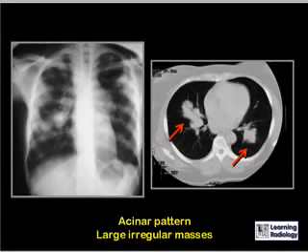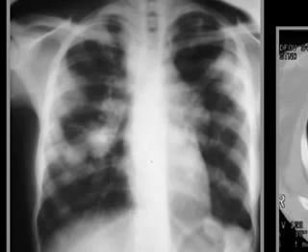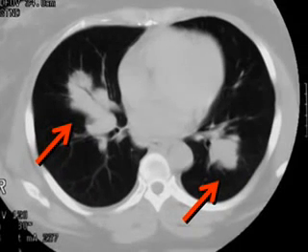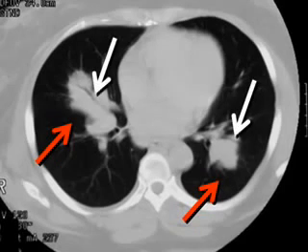This patient has an acinar pattern. On the left, you can see there are large irregular opacities in both lungs. There also is bilateral hilar adenopathy. On the right, in another patient, we can see these irregular opacities, the red arrows, and these opacities contain air bronchograms.